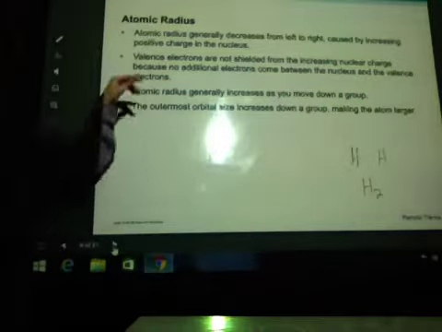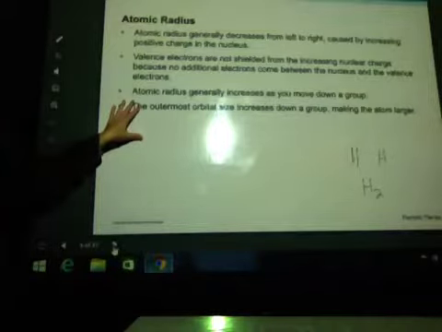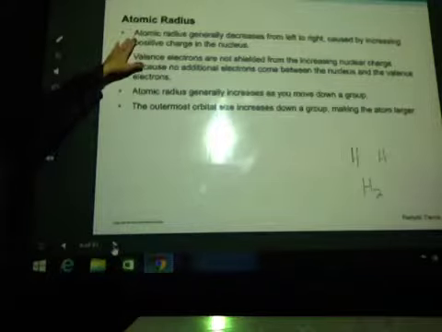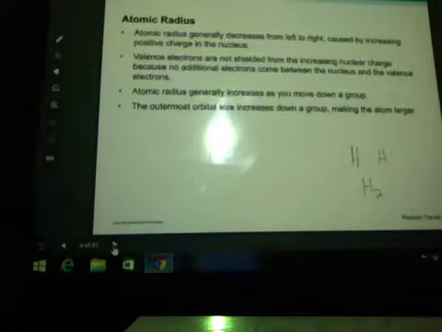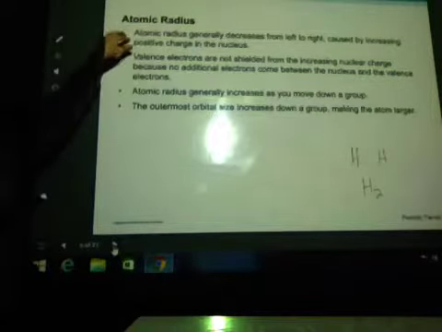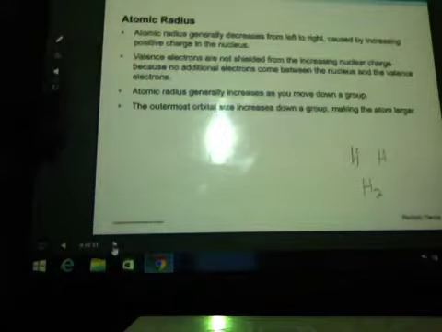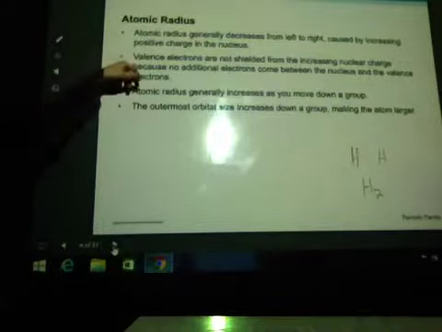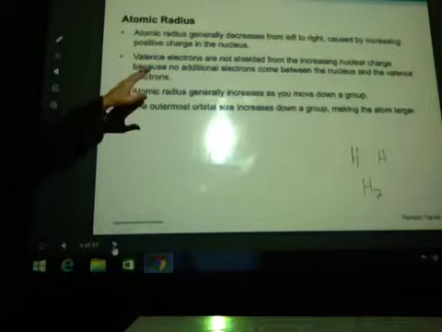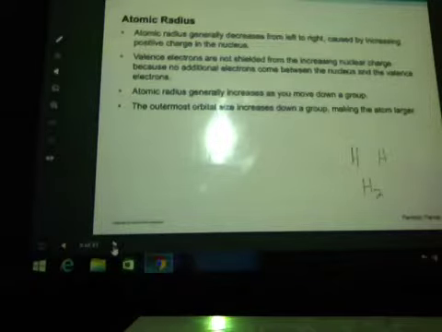So, rules. And I'm going to read through these quickly, and then you're going to do something, and then we're going to talk about why this happens. So on the periodic table, atomic radius generally decreases from left to right. So remember studying, come back and look at this, but we're going to talk about the why of it. Caused by positive charge in the nucleus. Valence electrons are not shielded from increasing nuclear charge because no additional electrons come between the nucleus and valence electrons.